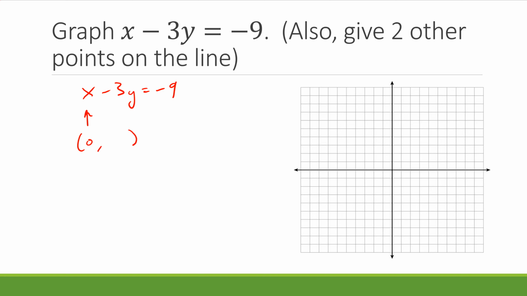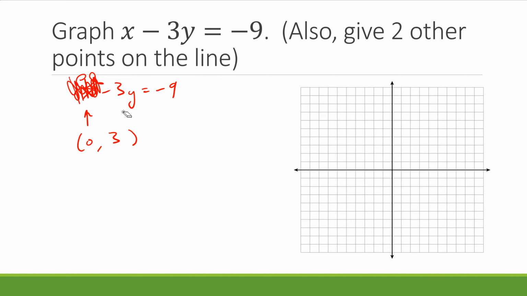and that will give me the y-intercept. Plugging in 0 for x, remember, makes this term go away, and 0 minus 3y leaves me with just -3y. At this point, I can very easily solve by dividing both sides by -3. That will leave me with y equals -9 divided by -3, which is 3. So when x is 0, y is going to equal 3.